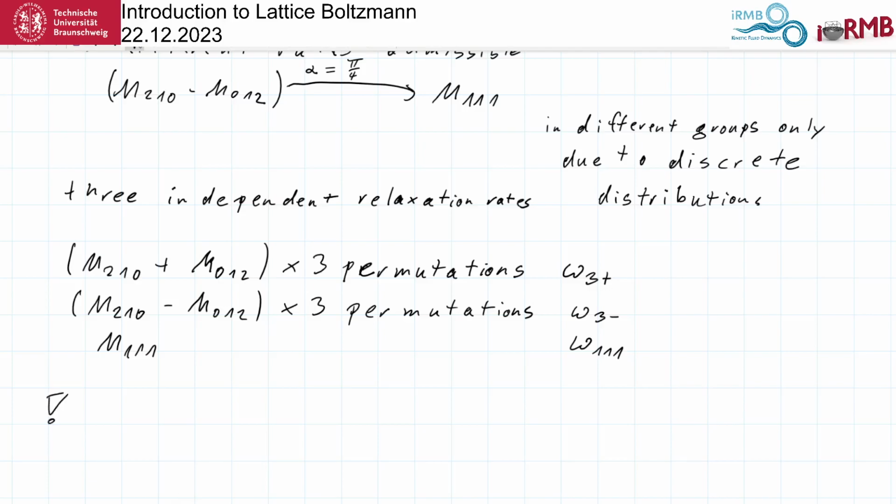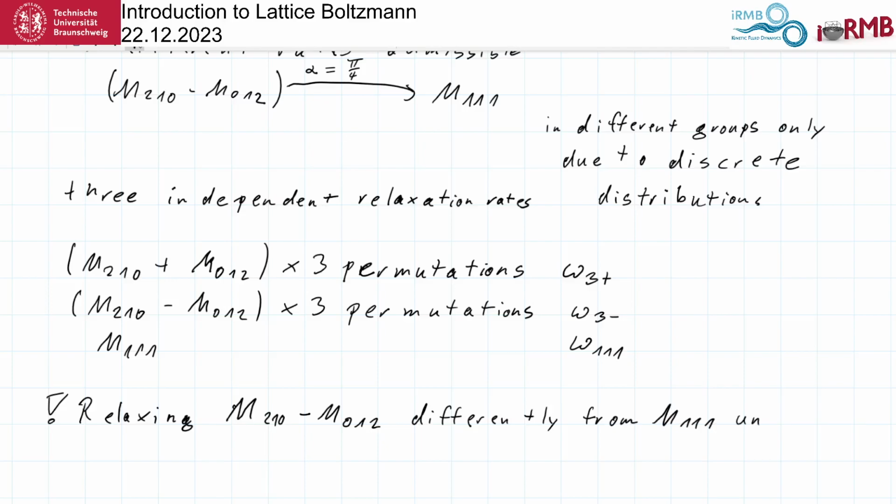So, again, what I wanted to say is that the relaxation of this M210 minus M012, when we do this differently from M111, then this would be anisotropic, or it is anisotropic, in an isotropic world or in an isotropic distribution.